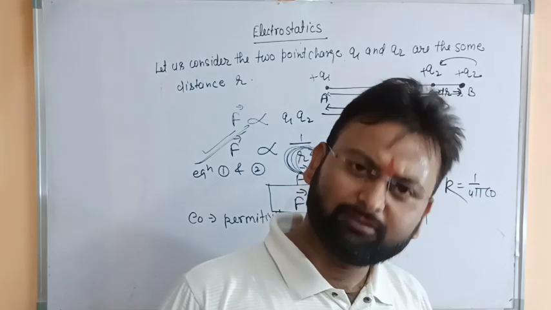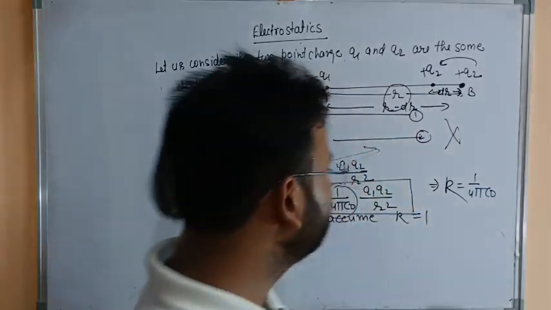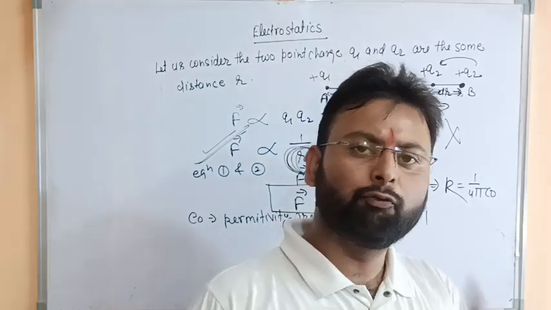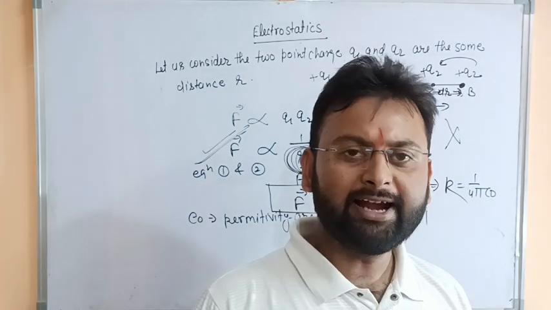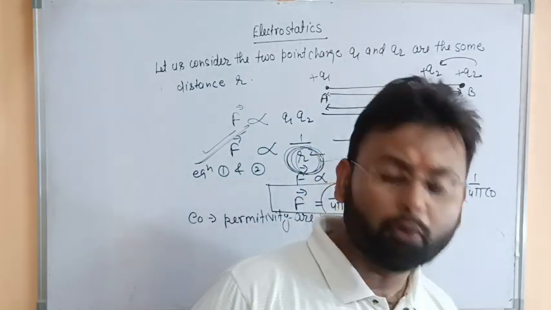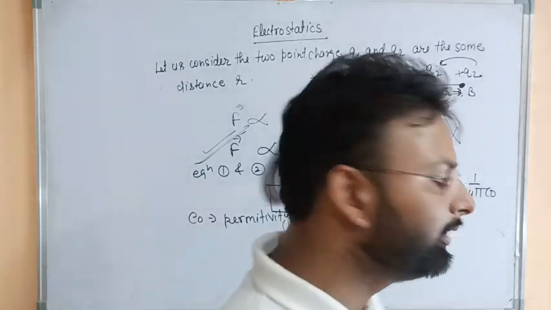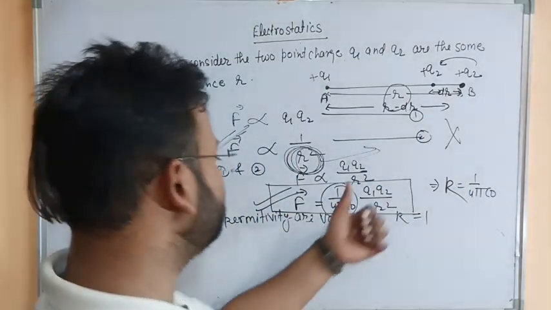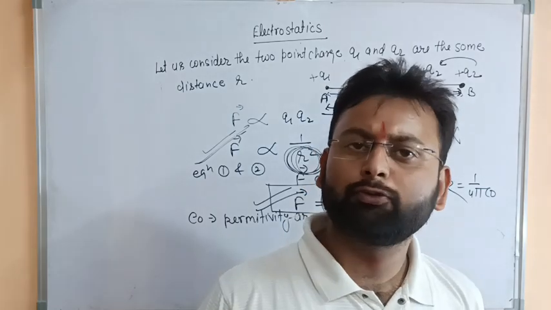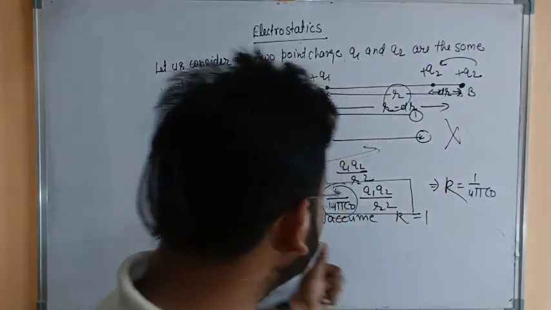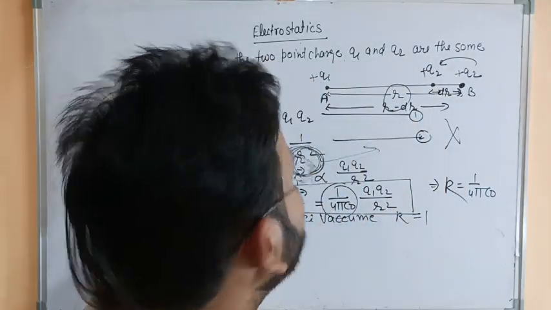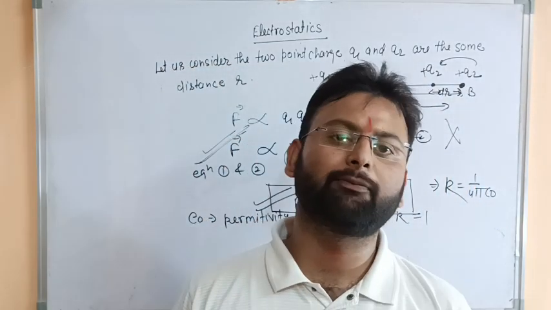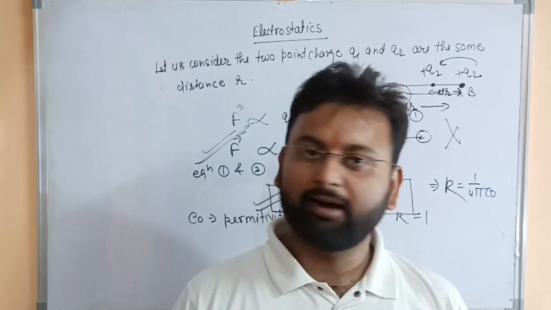When the force is applied, the force between the charges is F is equal to 1 upon 4 pi epsilon naught q1 q2 upon r square. This is the magnitude of the electrostatic force in Coulomb's law: F is equal to 1 upon 4 pi epsilon naught q1 q2 by r square.